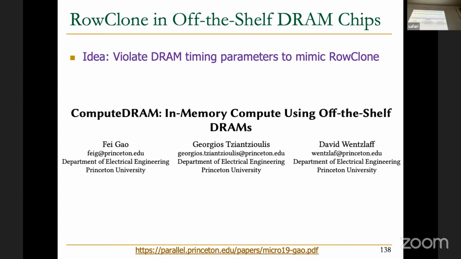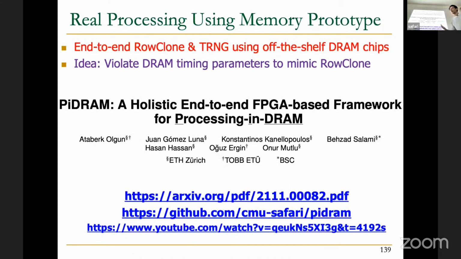These folks from Princeton University in 2019 showed that by violating DRAM timing parameters, they were able to mimic RowClone. They were able to activate two rows, sending two consecutive activates to these two rows, and copy the contents of one row into another row. And they were able to do it for some chips even with high reliability, with 100% success or almost 100% success.